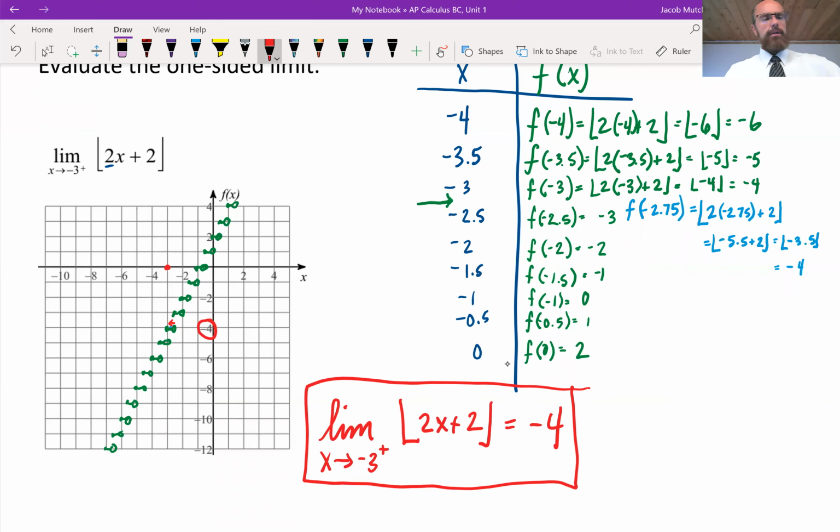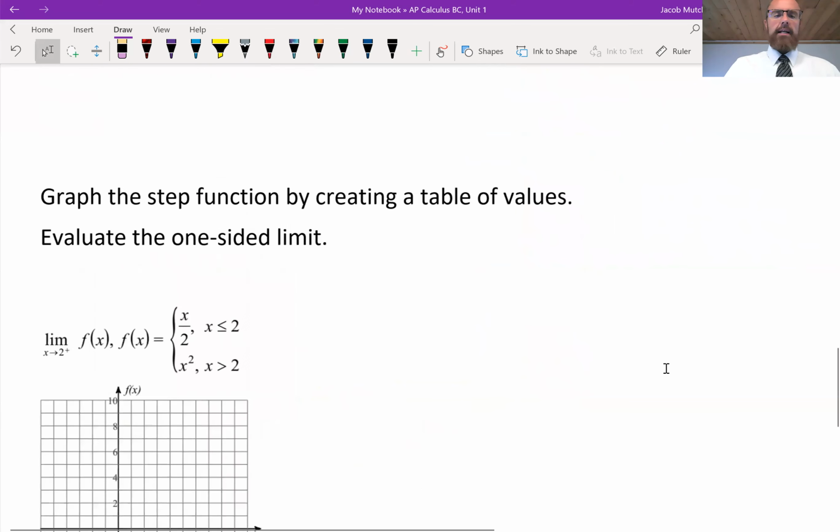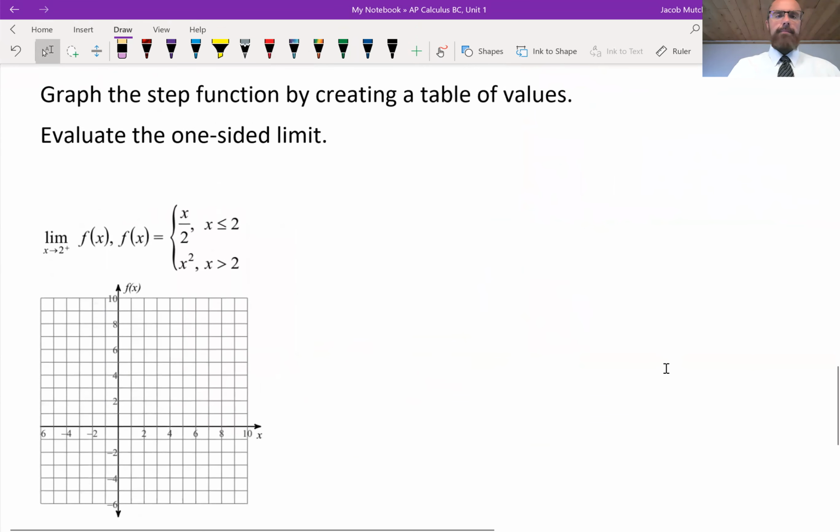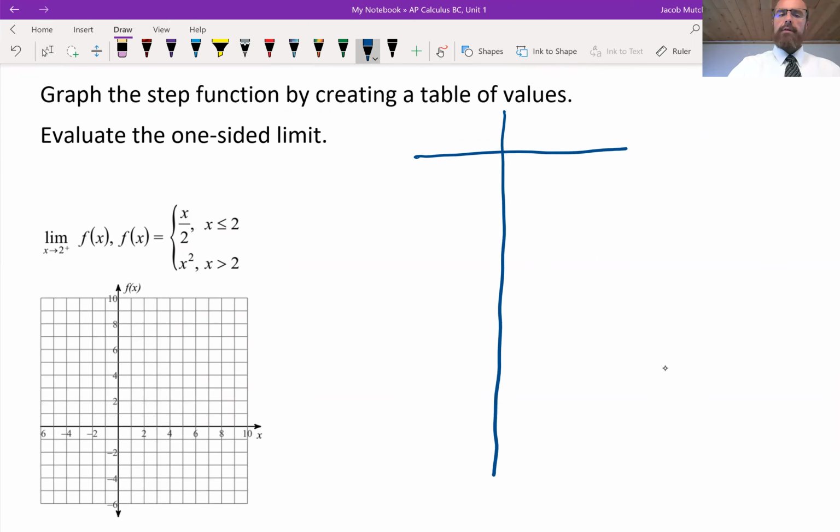Okay, so that's a couple examples using step functions. Let's take a look at our last example, which is a piecewise function. So our task starts the same. We want to graph this piecewise function and then evaluate a limit. In this case, what happens to the y value when x gets close to 2 from the right-hand side?